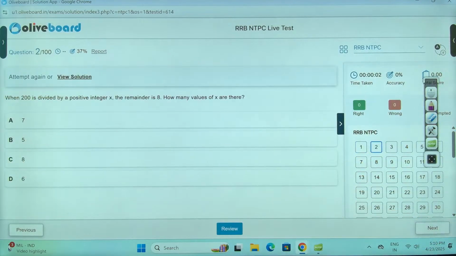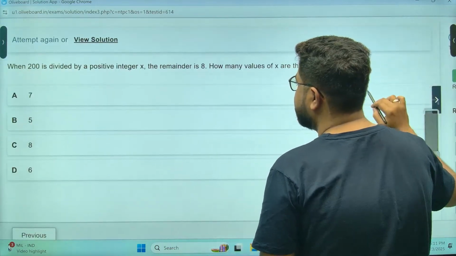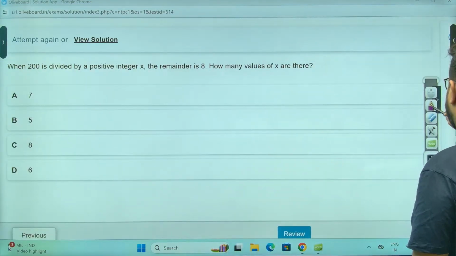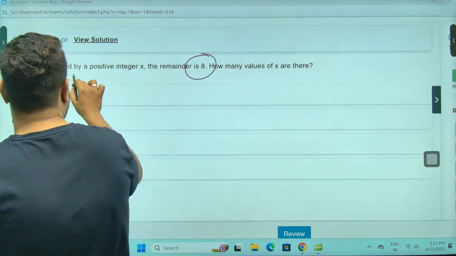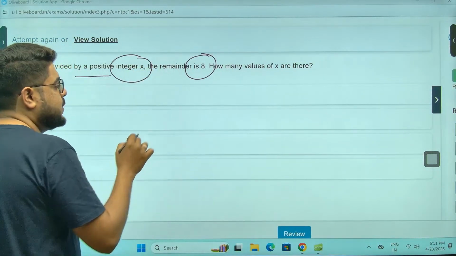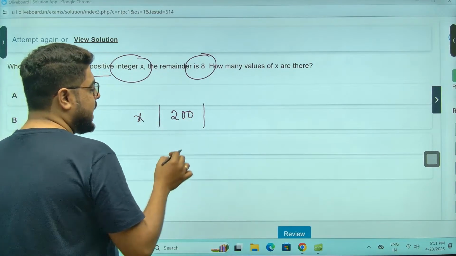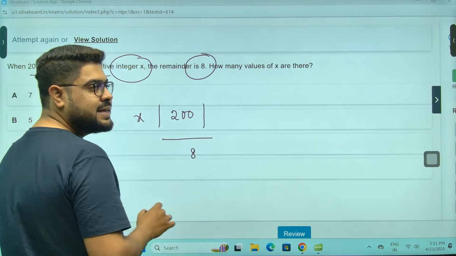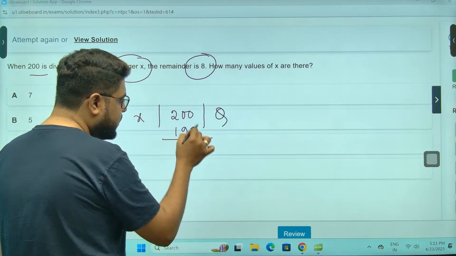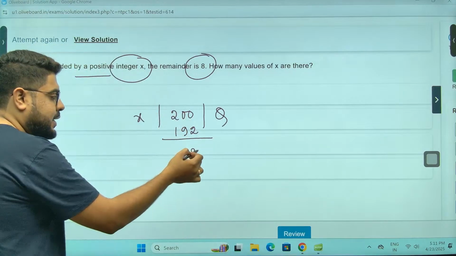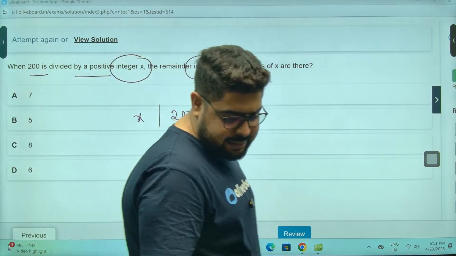Next one, sir. 200 is divided by a positive integer x, and the remainder is 8. Good question. Whenever I divide 200 by x, I get a remainder of 8. So whatever the quotient is, the number being divided has to be 192, because if I take 192, only then can I get 8 as the remainder.